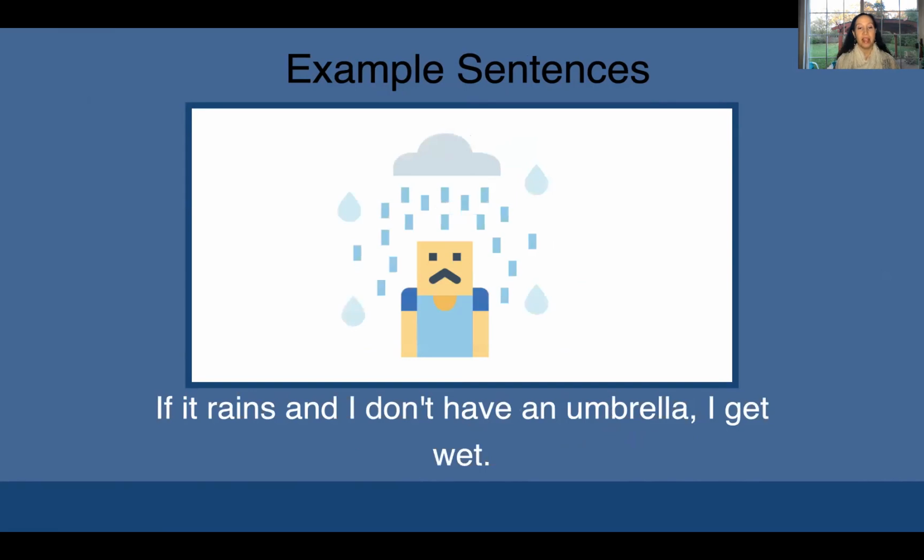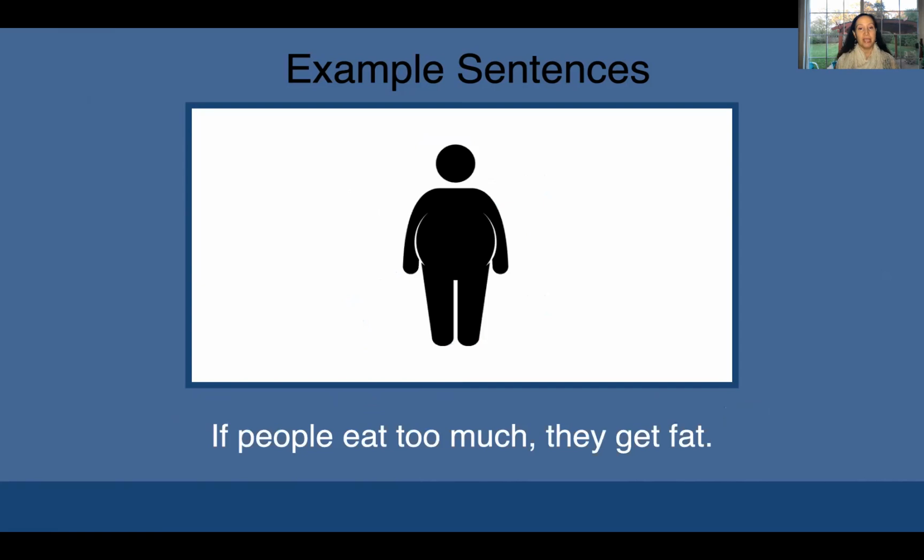If it rains and I don't have an umbrella, I get wet. This is the if clause, and this is the main clause. You see how these are scientific facts? We know that if it rains and you don't have an umbrella, you will surely get wet. It's a scientific fact. That's your zero conditional. If people eat too much, they get fat. Now, most of the time, if people eat too much, they do get fat. That's a scientific fact.